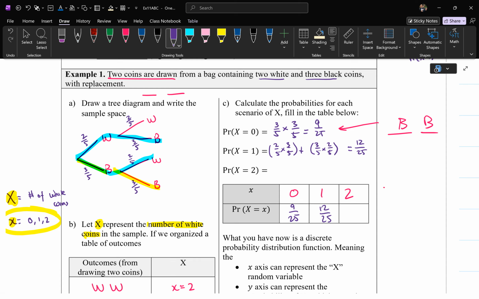So that means the only way to get 2 whites is just white and white. So it should be 2/5 times 2/5. 4 out of 25.